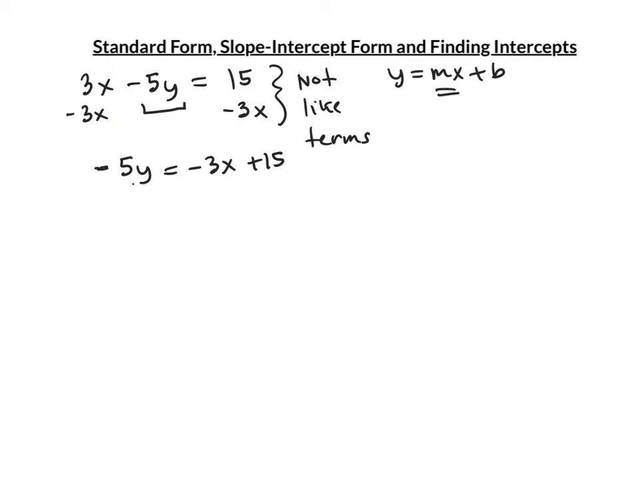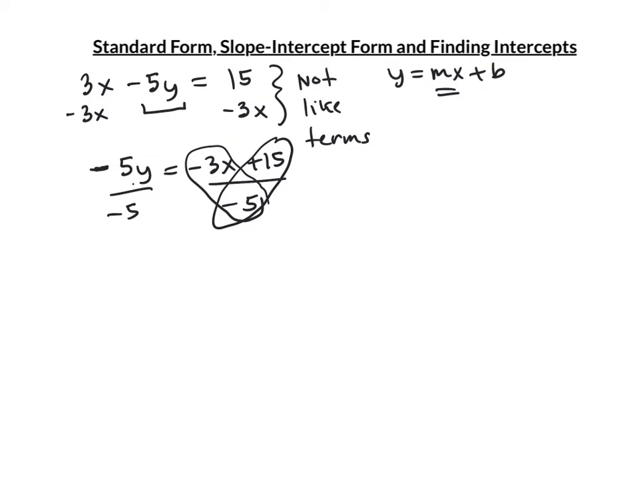The last step then is to get rid of the negative 5. So we'll divide everything by negative 5. Now, you can write it like this, that's fine, but understand you're going to divide both the negative 3x and the 15 by negative 5.